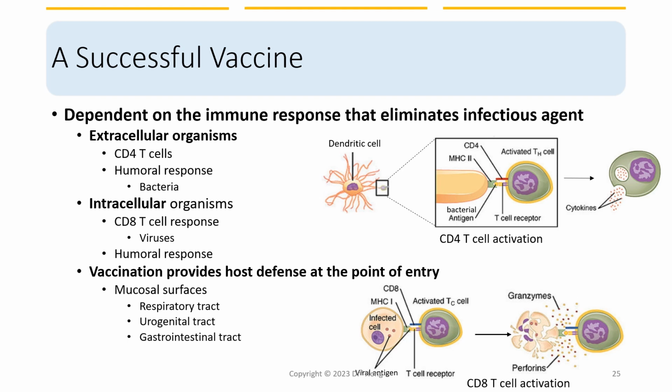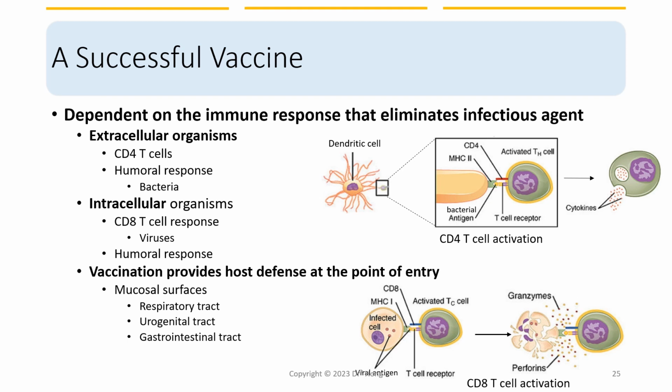The vaccine's effect will be dependent on the infectious agent. For extracellular organisms, CD4 T cells will dominate to stimulate more humoral responses against bacteria. For intracellular organisms, CD8 T cells are required to kill virally infected cells directly, and humoral responses are needed to neutralize free viruses from the blood and tissues.